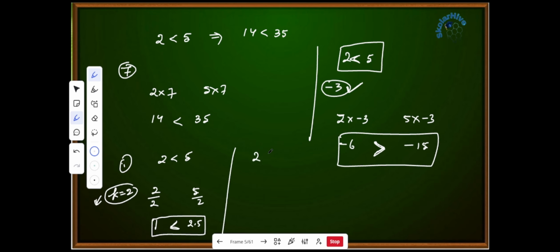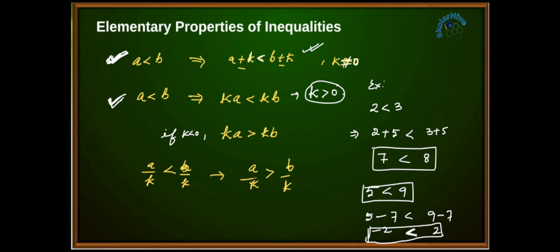The same example you take over here, and in that case now try to divide it by -2. So 2 divided by -2 and 5 divided by -2. 2 divided by -2 is -1, and this is -2.5. Here -1 is bigger than -2.5. So here we found that the inequality sign is altered. So we found that when an inequality is divided by a negative number, then it will alter the sign, and if it is divided by a positive number, then it won't alter the sign. So this is the third very important result in elementary properties of an inequality.